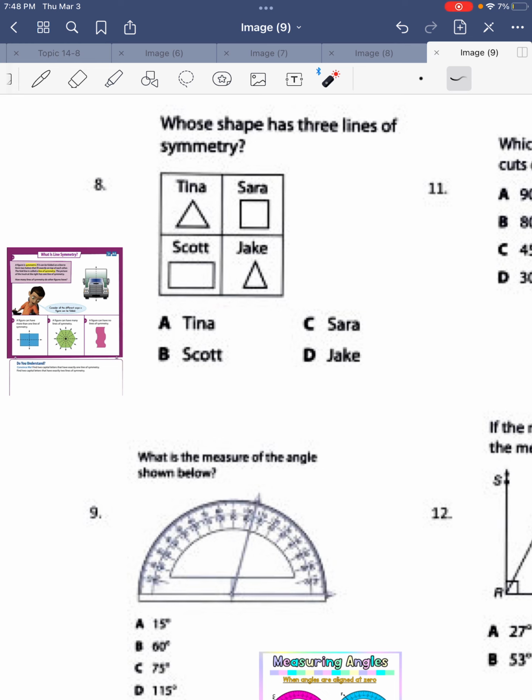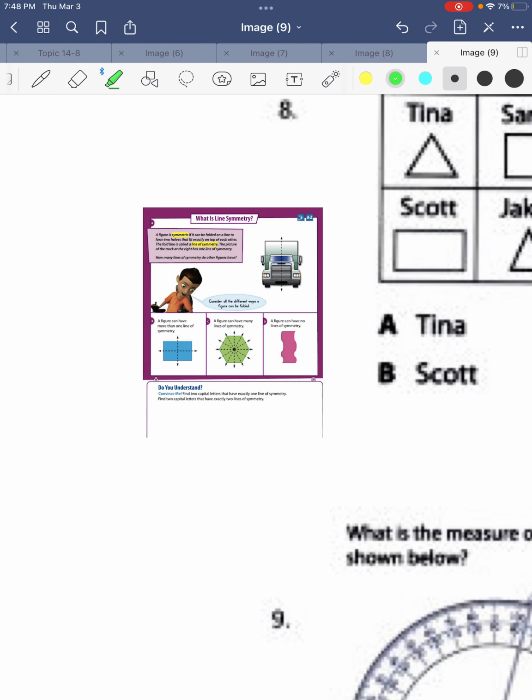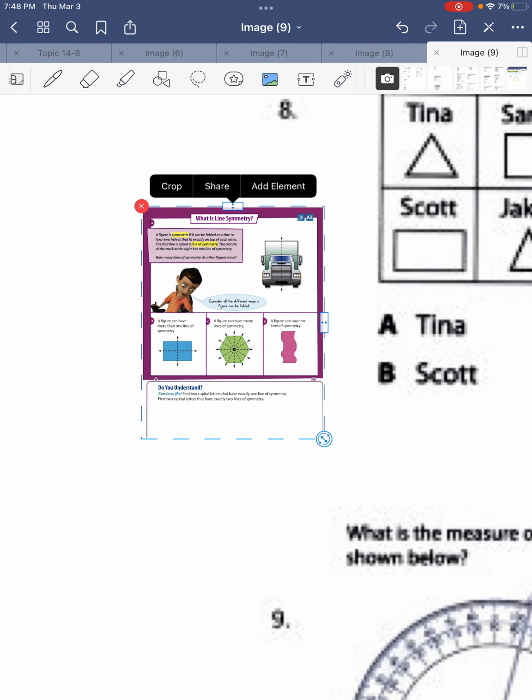Number 8 says, whose shape has 3 lines of symmetry? Okay, so remember, symmetry, I have my anchor chart here. And let me make this a little bit bigger.